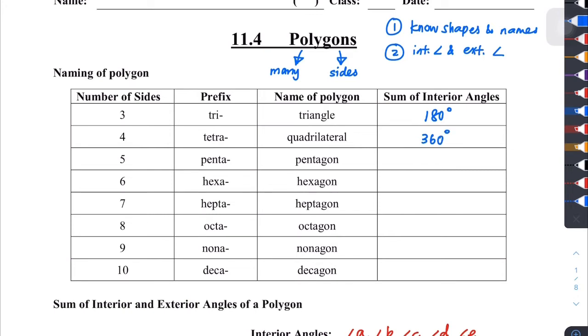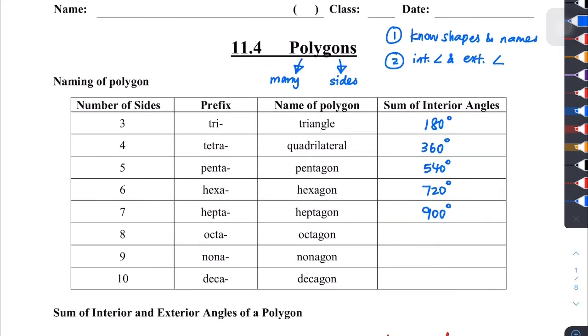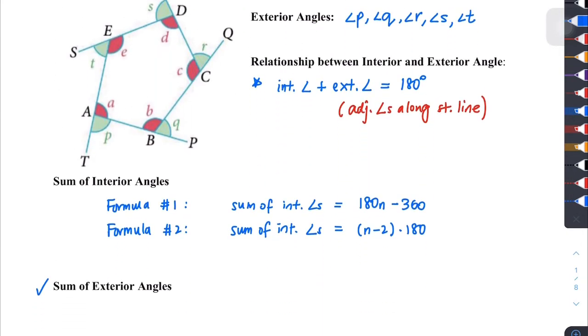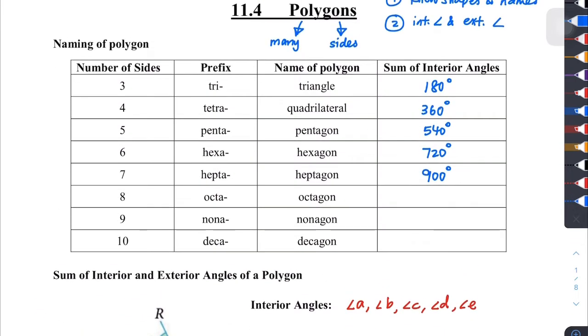Then, previously, for the pentagon we have 540, for the hexagon we have 720, and for the heptagon we've done 900. Now if you're not sure, you can use one of the two formulas below to do your calculation. You just substitute n as the number of sides, and then you can get all these values.